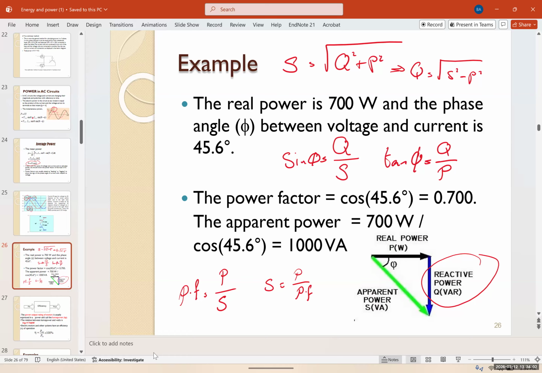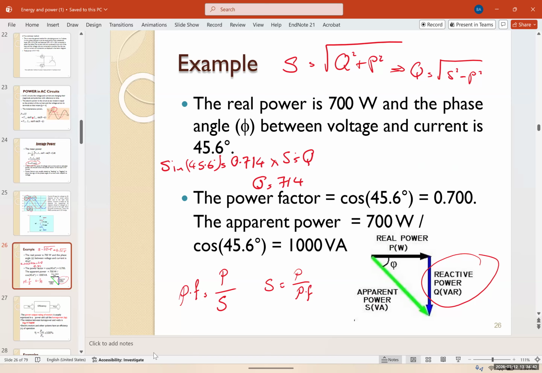Now, I want you to calculate this. What is Q if we calculate these? What is sine of 45.6 degrees? 0 point what? Sine of 45.6 degrees is 0.714, and this multiplied by S gives us Q. So Q would be 714. Now, what is tangent of 45.6 degrees?